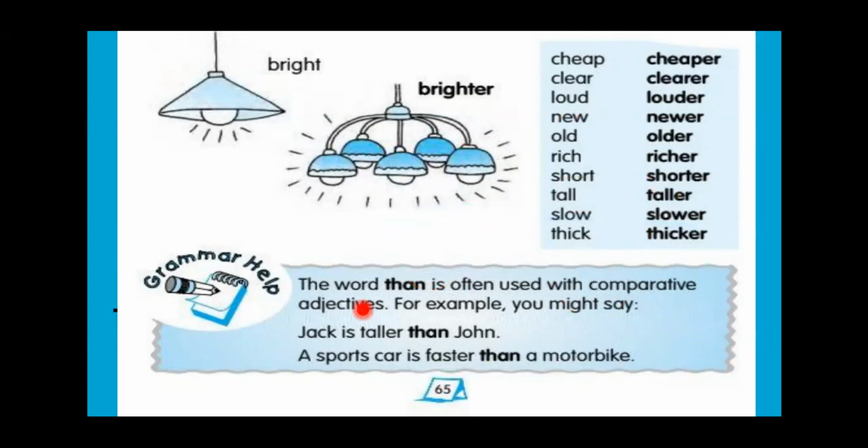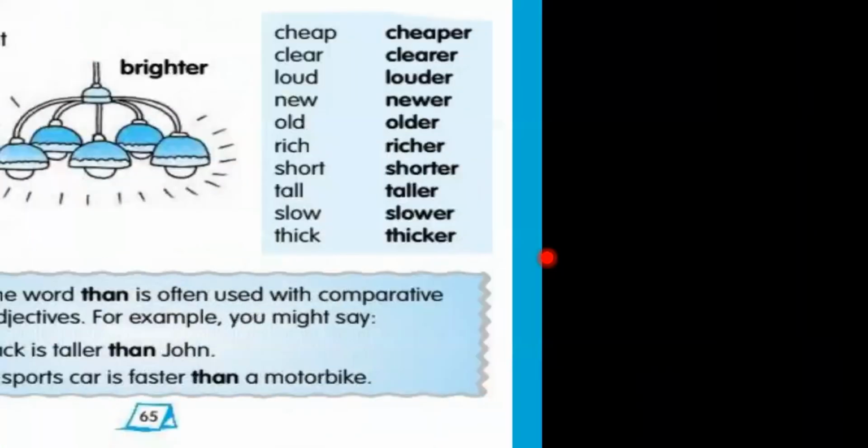T-H-A-N, than. So the word than is often used with comparative adjectives. For example, you might say Jack is taller than John. A sports car is faster than a motorbike. So for the comparative form, we add er, and after that we add the word than. Okay, we use that word than.